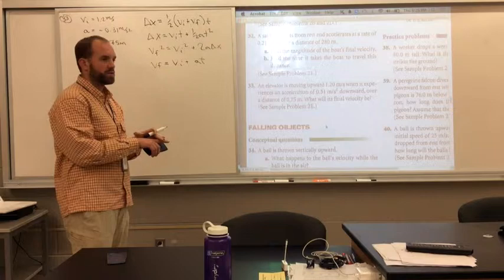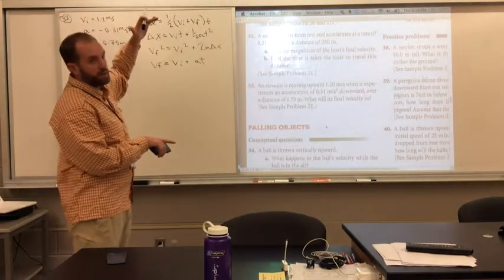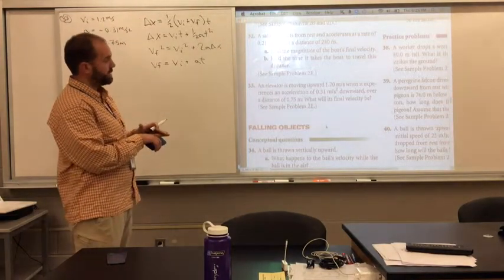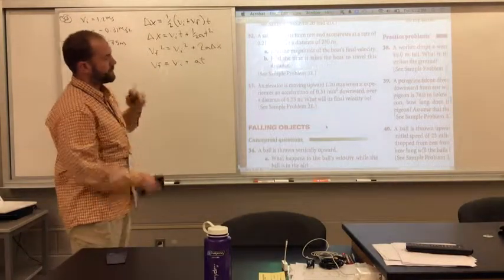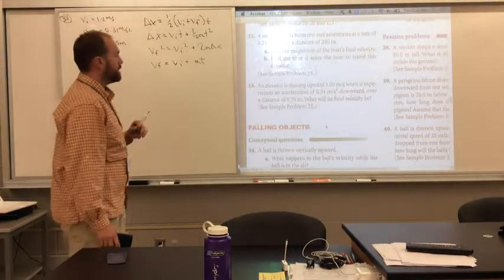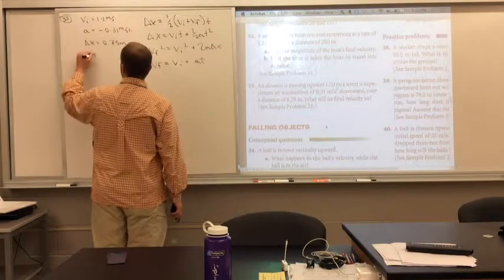That 0.75 meters, by the way, is going to be going up. That's why it's positive. Okay, if it's got a positive velocity, it's going to keep moving in the positive direction. Its displacement is going to be positive. So what's its final velocity going to be?